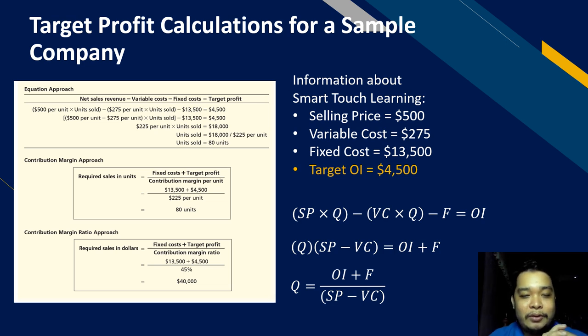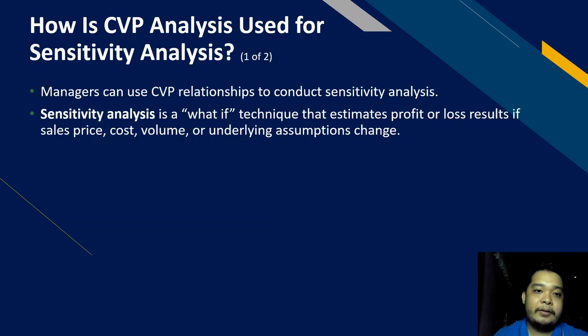Okay? So this gives you a framework also on profit planning, and how to target what the sales target will be to achieve a certain profit level. So therefore, using that introductory example, we are now introducing the concept that CVP analysis can be used to analyze the impact of changes in cost, changes in selling price, changes in fixed cost to the overall profitability of the firm. And we can do that by conducting a sensitivity analysis.